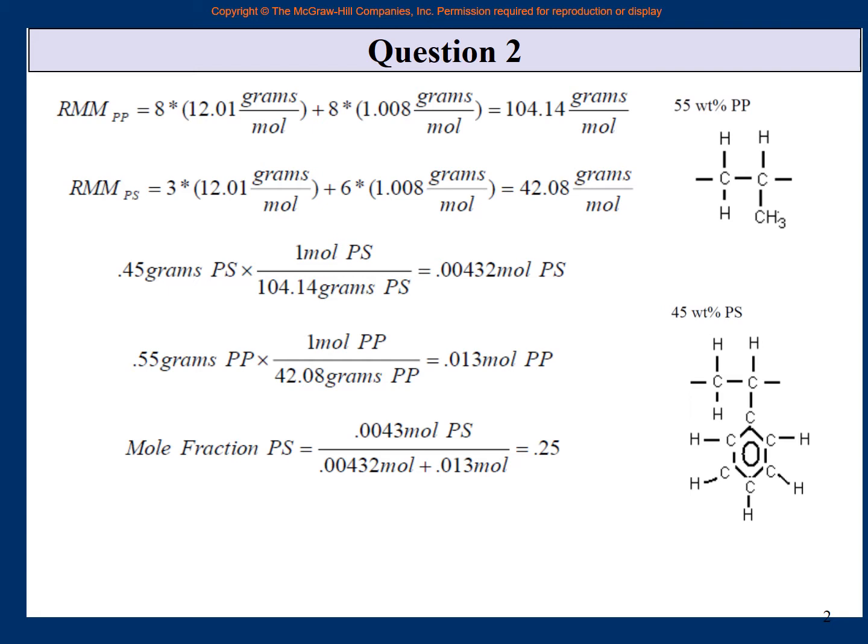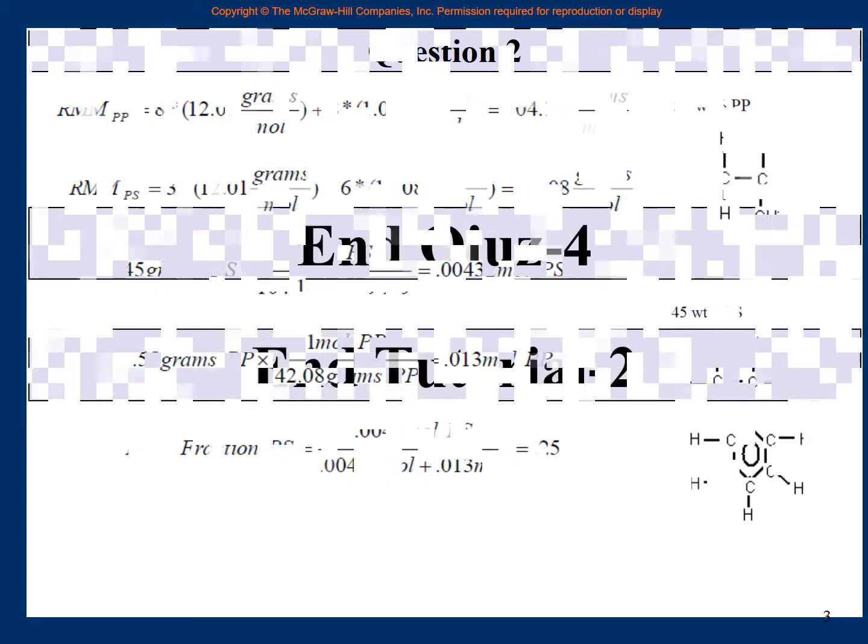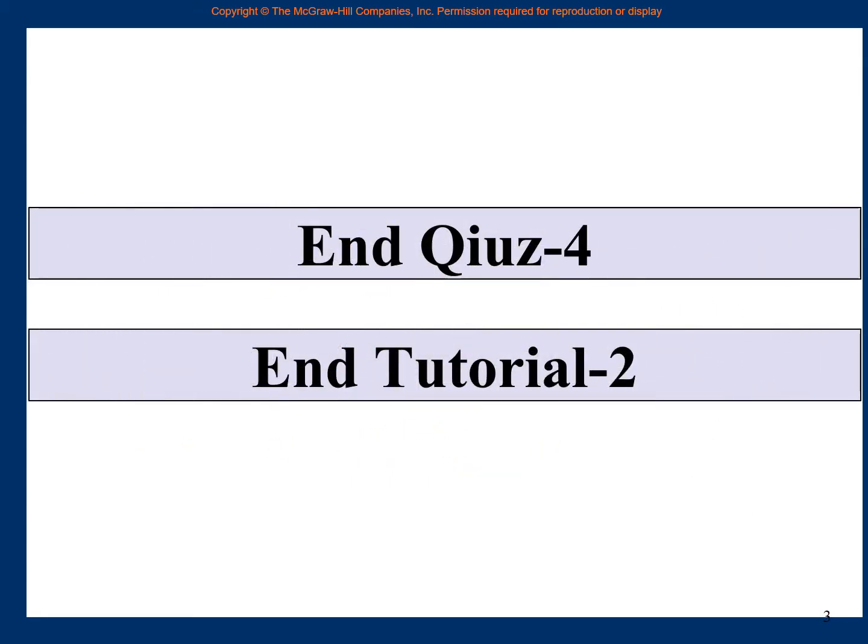So so many grams of this is how many moles, and so many grams of that is how many moles. So you find the 2 moles, how many moles of this and how many moles of that, and then the total number of moles is this. So this divided by total, this divided by total, you are done. Okay, so this is the end of the quiz, right?